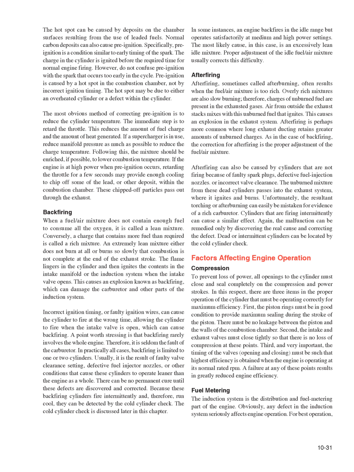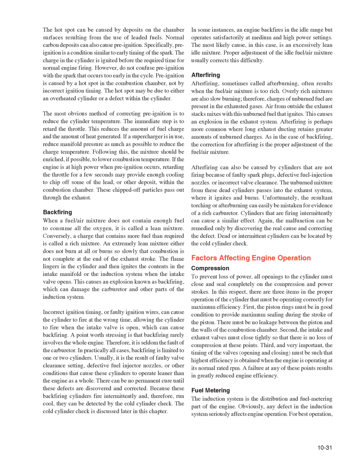Afterfiring, sometimes called afterburning, often results when the fuel/air mixture is too rich. Overly rich mixtures are also slow burning, therefore, charges of unburned fuel are present in the exhausted gases. Air from outside the exhaust stacks mixes with this unburned fuel that ignites. This causes an explosion in the exhaust system. Afterfiring is perhaps more common where long exhaust ducting retains greater amounts of unburned charges. As in the case of backfiring, the correction for afterfiring is the proper adjustment of the fuel/air mixture.